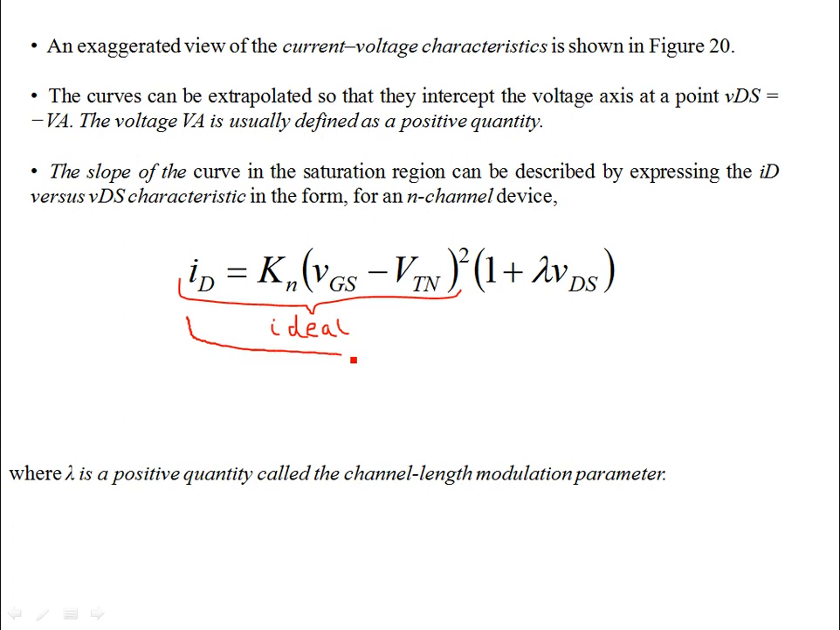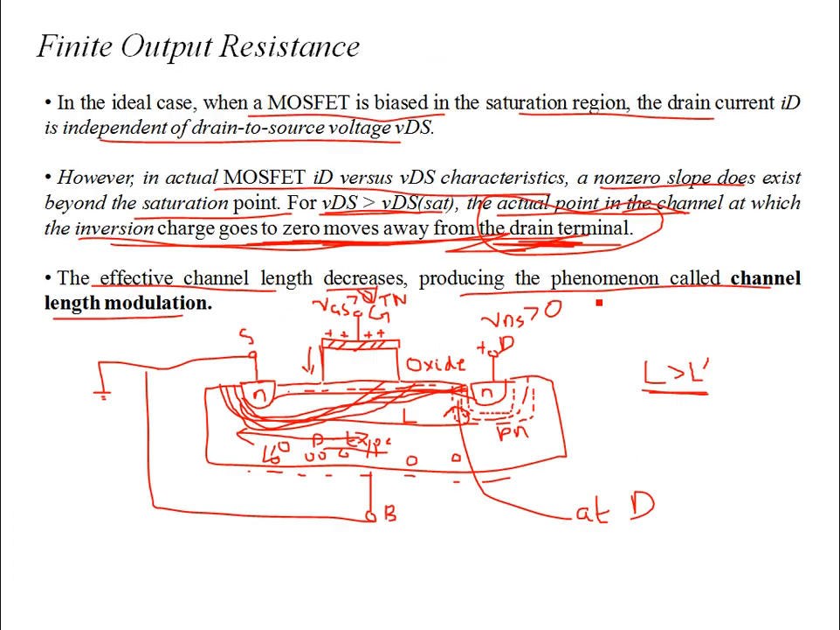Practically, you need to include the effect of VDS, which is going to produce a horizontal electric field, because VDS over here is producing an electric field. So this is positive, and this is negative.